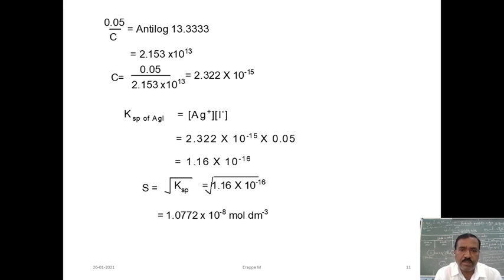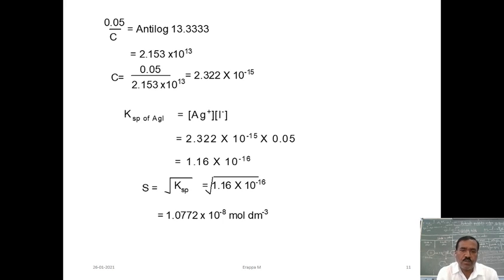After simplification we will get 2.322 into 10 to the power of minus 15. Therefore, KSP of AgI is equal to concentration of Ag plus times concentration of I minus. Just now you have calculated the concentration of Ag as 2.322 into 10 to the power of minus 15, into concentration of iodide 0.05. We will get 1.16 into 10 to the power of minus 16.